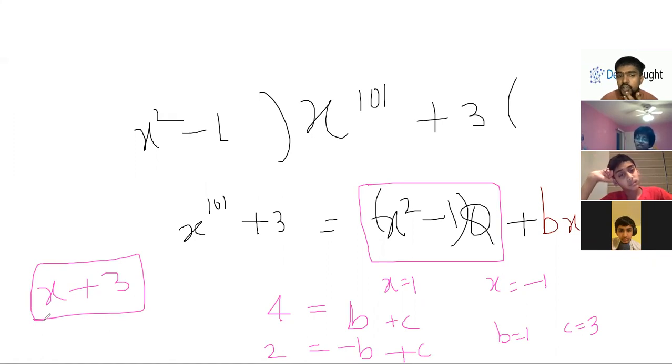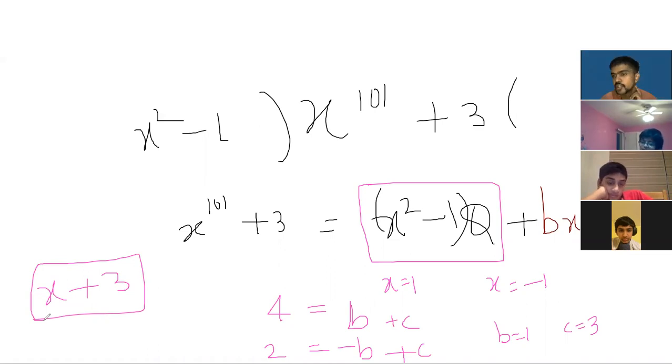Wait, I'm still not getting this. If you put x equal to 1, what is the left-hand side? If you put x equal to 1, left-hand side is 1 plus 3, right? I'm still not getting this. Wait. Did you get the equation dividend equal to divisor into quotient plus remainder? Yeah, that makes sense. But then I substituted x equal to 1 to see what will happen.